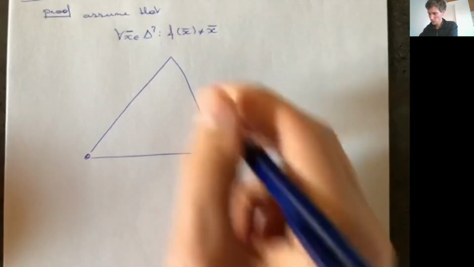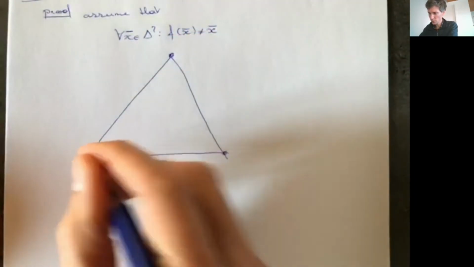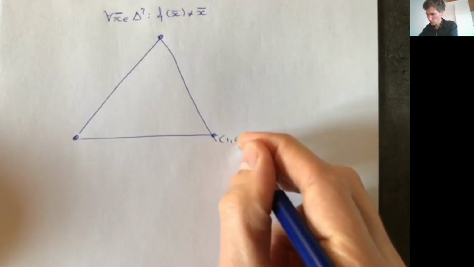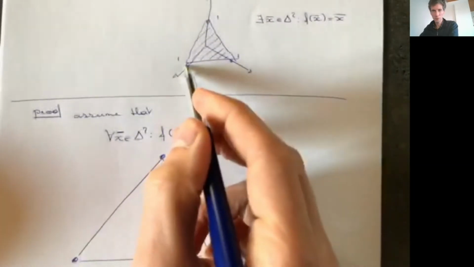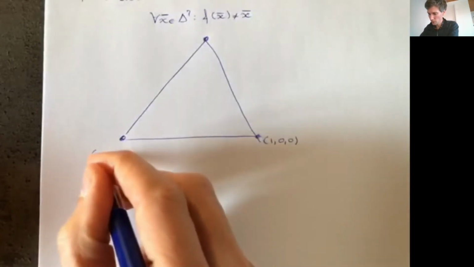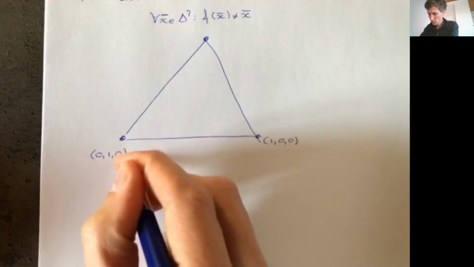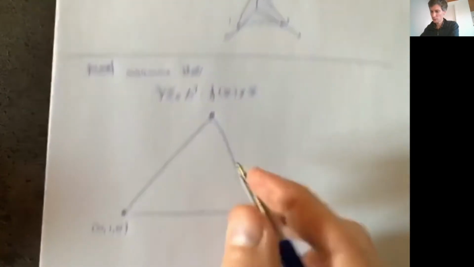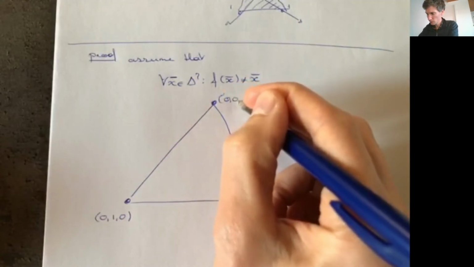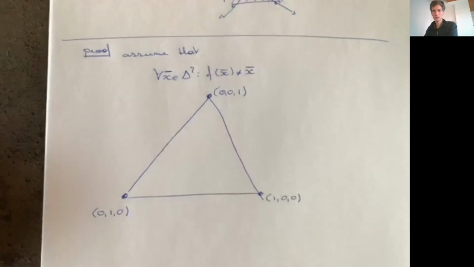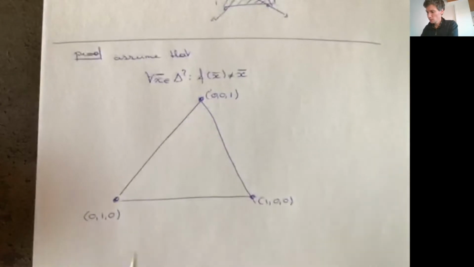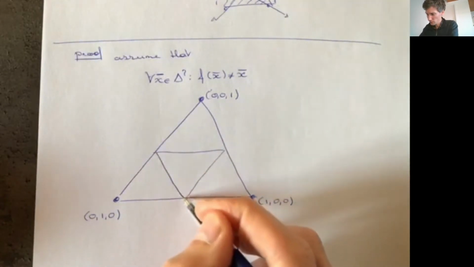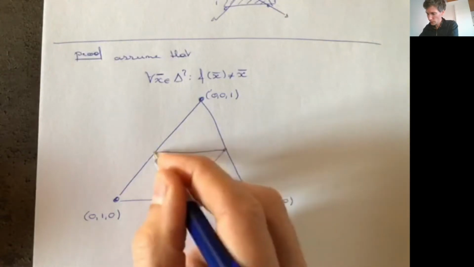Let me redraw the simplex here in order to make it more clear. So we have 3 corner points. Let me take this to be the x-axis, so this is 1, 0, 0. If this is the y-axis, then I have 0, 1, 0, and then this point here on the z-axis is 0, 0, 1. Okay, so as before, I can divide this simplex into smaller triangles.